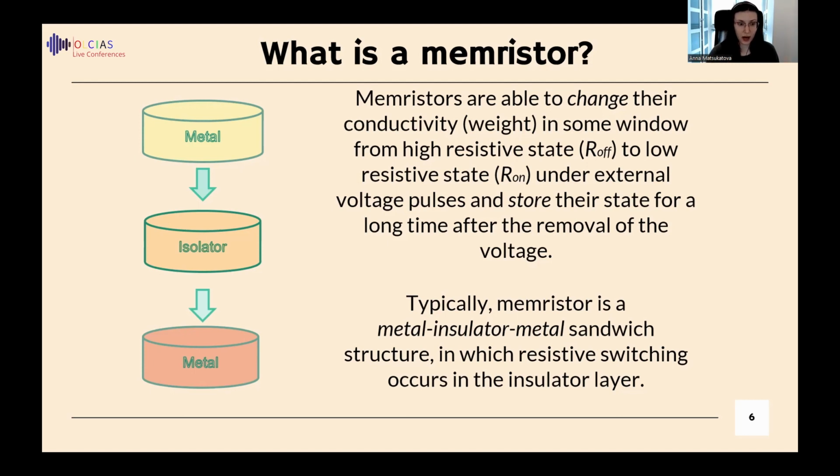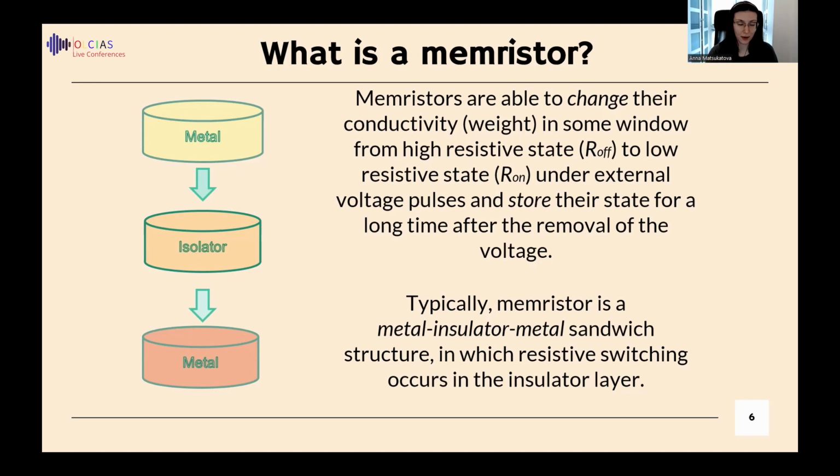So basically, if we apply some voltage to the top contact right here, if the voltage is high enough, the whole structure will change its resistive state, which will change its conductivity. And it won't only change it, it will also stay in this state for a long period of time, even if there is no voltage.